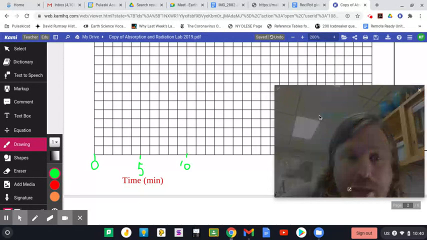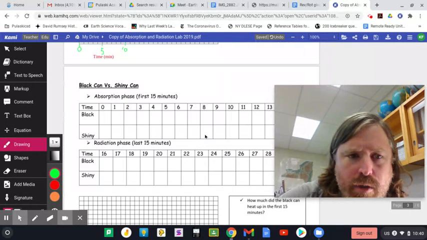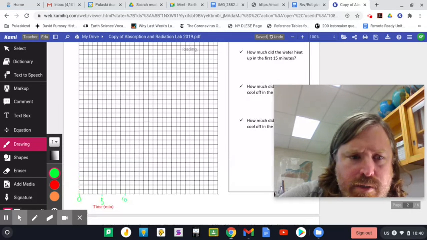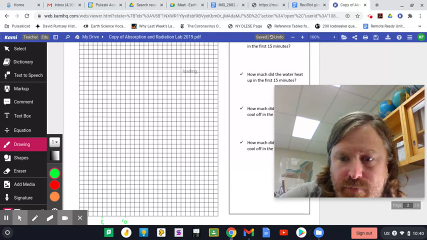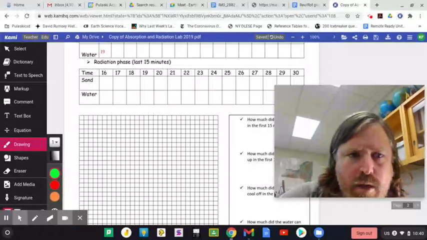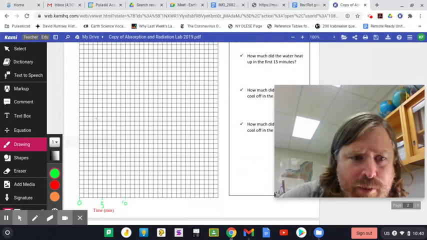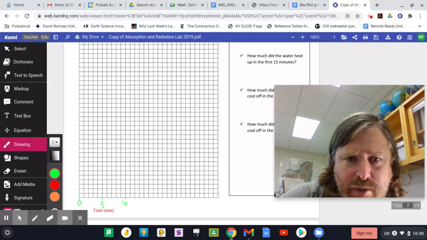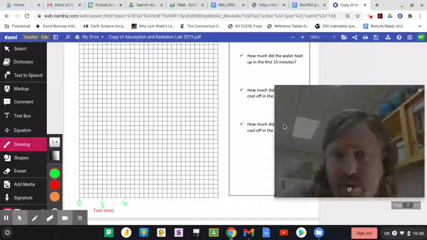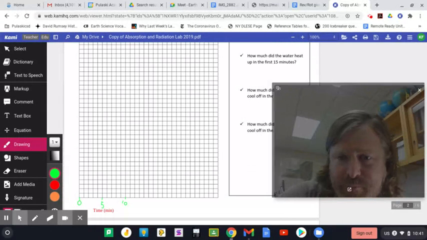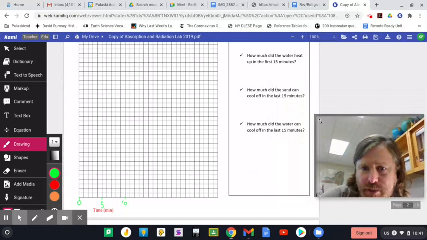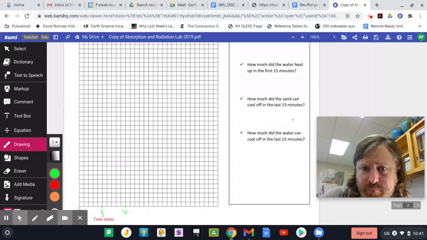So do that, get that ready to go. And what this will look like in the end is you'll have 2 lines on there. You'll have to make a color key, do it your own way, where one will be for the sand and one will be for the water. And what they generally look like is that it heats up for about 15 minutes and then it cools down for about 15 minutes. What we're interested in, the premise of the lab, is how much does it heat up and cool down? So that's where these questions are going to come into effect.